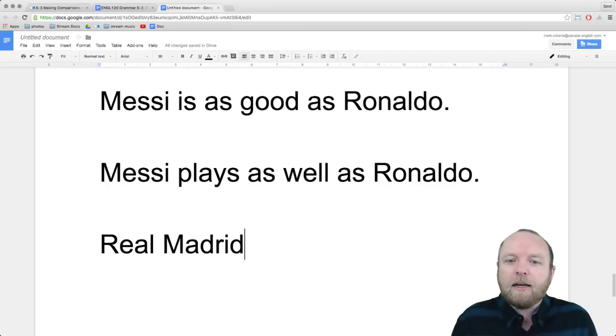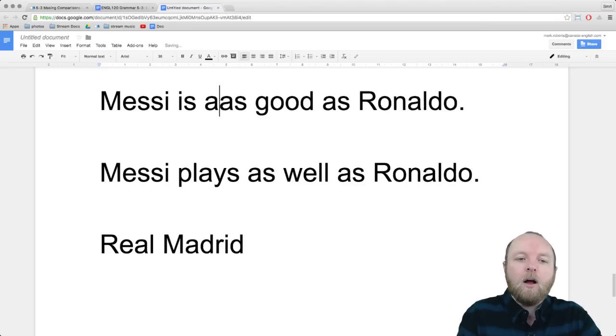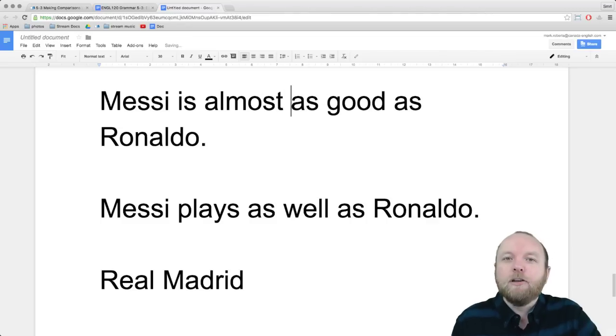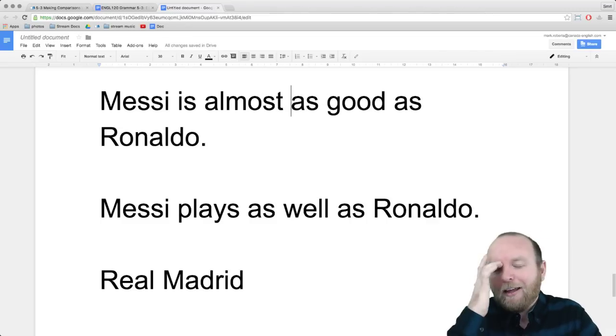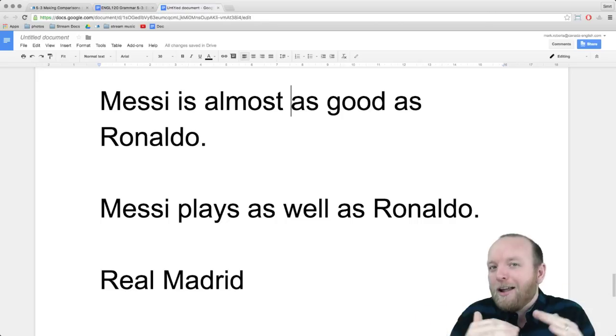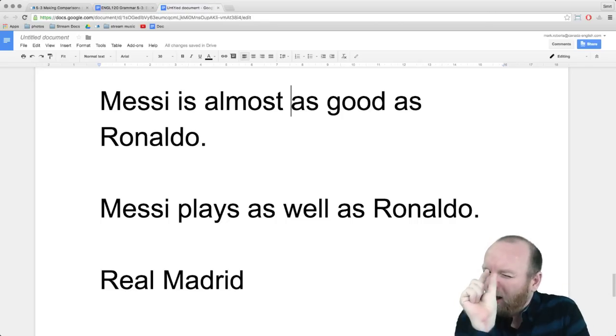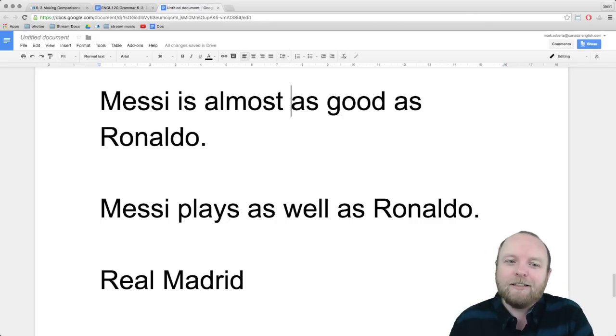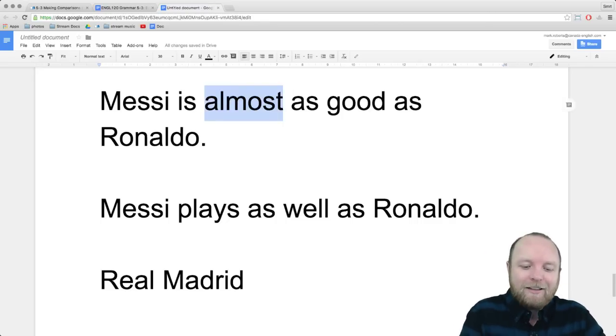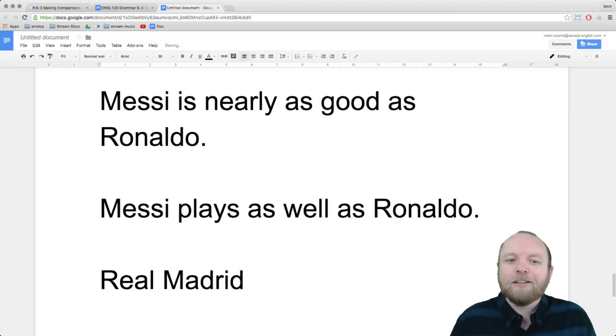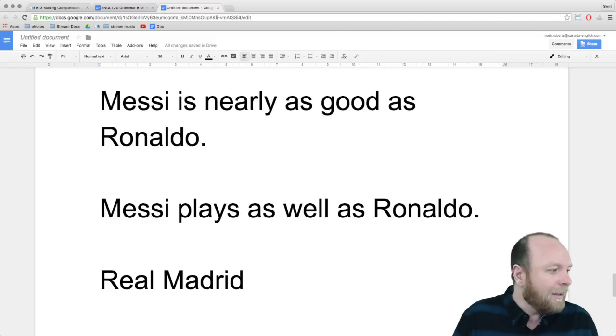So I like Ronaldo. So, Messi is as good as Ronaldo? No, I disagree. I will say he is almost as good as Ronaldo. So this means they're not equal. Messi is almost as good. Understand? Or he is nearly as good. So that's really popular to say in English.